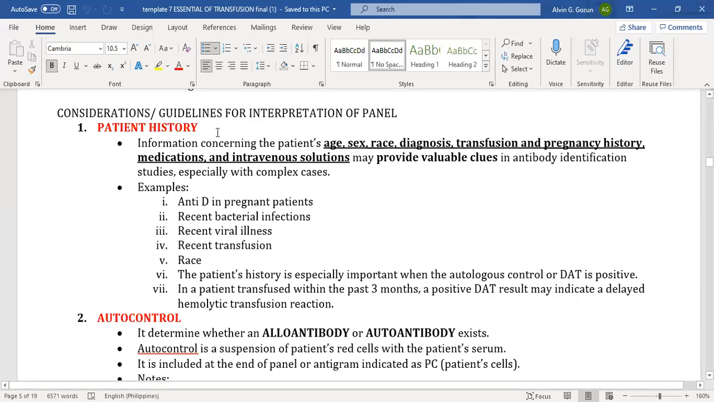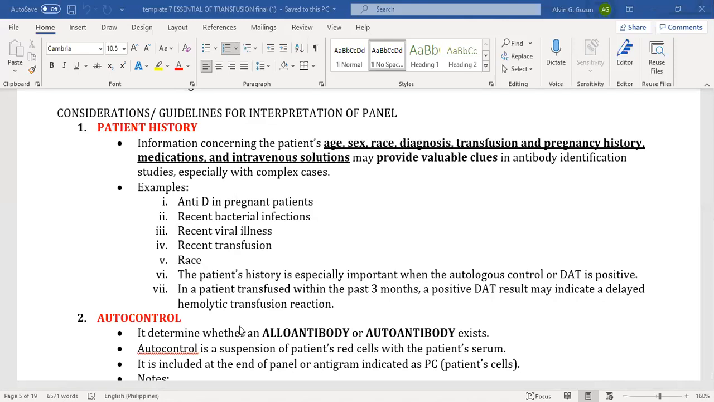So why do we need to check the history of the patient? Examples, baka daw kasi may anti-D sa mga pregnant patients, recent bacterial infections, viral illness, and transfusion. As we all know, di ba? When our body is triggered with bacterial or viral infections, we can or we may produce an antibody against that. The race, okay, it's either black or Caucasian, 'di ba? Kasi napag-aralan naman natin doon sa ABO blood group systems natin, 'di ba? Na some black are antigen negative for this blood group system, some are not.